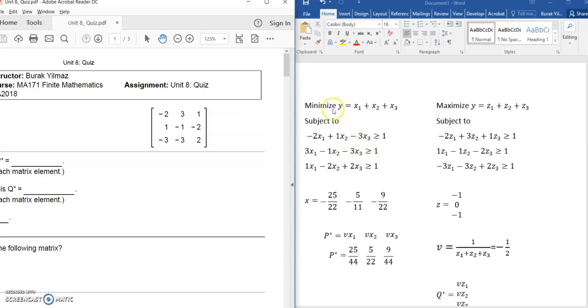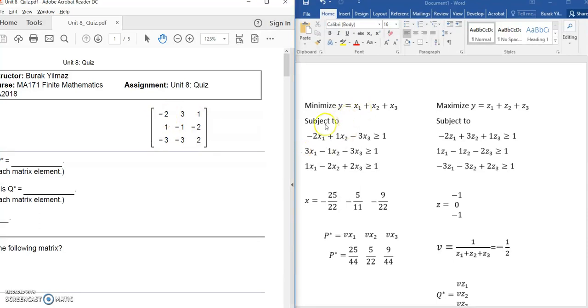So it's kind of long, so we set up the solution set like here, minimizing y equals x1 plus x2 plus x3, and maximizing y equals z1 plus z2 plus z3, subject to these constraints. And the constraints are set up here. You notice this is the matrix.